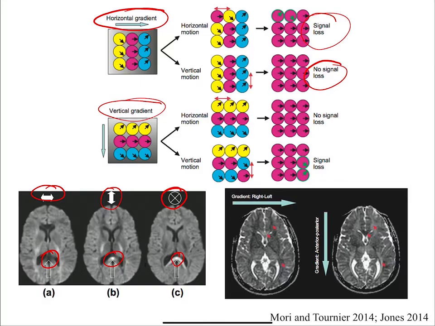Okay, so the basic idea is, if I apply a diffusion gradient in one direction, then wherever I see signal loss tells me that there's diffusion in that direction. If I apply it in another direction, that tells me about signal loss, or diffusion, in another direction.